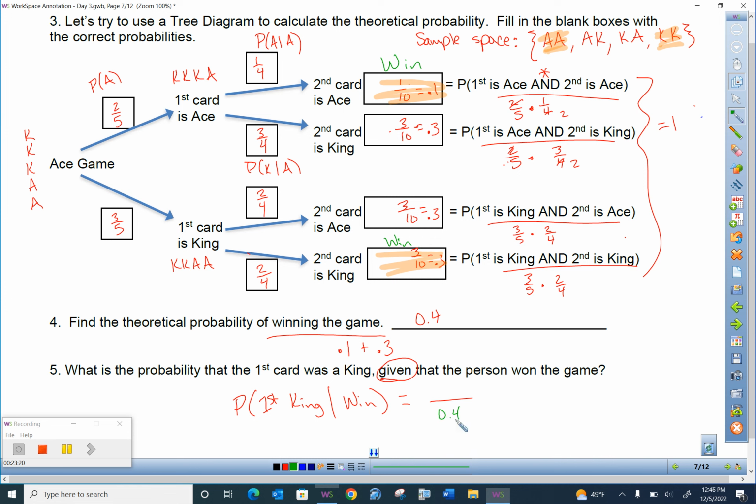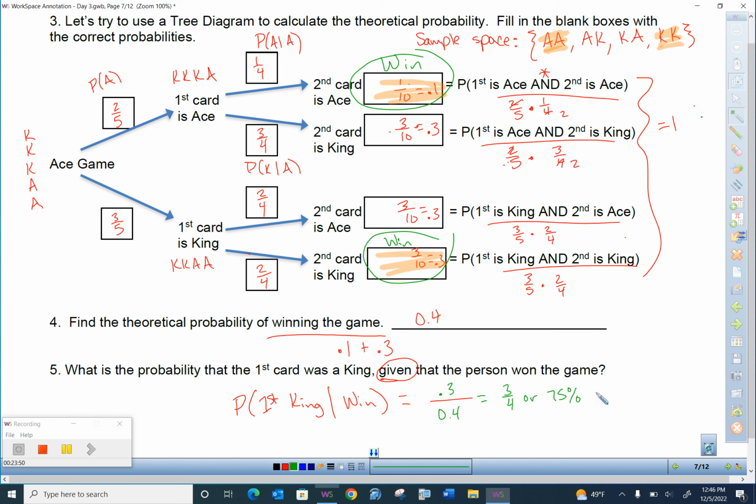Now remember, with conditional probability, once you've restricted it down to a certain place, you can only use values in that restricted section. So I'm only focusing now on these 2 places. These ones don't matter. Okay, they're not of the winners. So now, of the winners, which of them had the first one being the king? Okay, and that would have been this one, the double king, so that's the 0.3. So then we have 0.3 over 0.4, which is 3 over 4, or 75%.